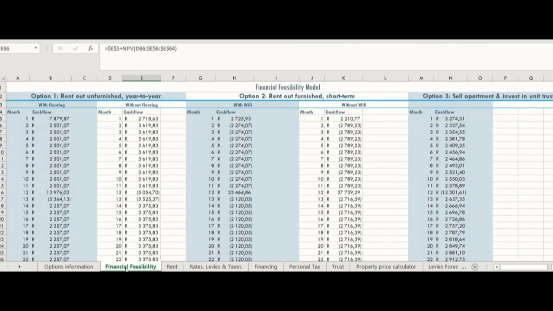So by going to the financial feasibility tab, we can then look at the analysis for this project. Option 1 has 2 scenarios, one with flooring and one without flooring. Option 2 has 2 scenarios, one with Wi-Fi and one without Wi-Fi. And option 3 has the one scenario of investing in a unit trust. And I decided to do it through Harbour Wealth, and they didn't invest in the direct unit trust.